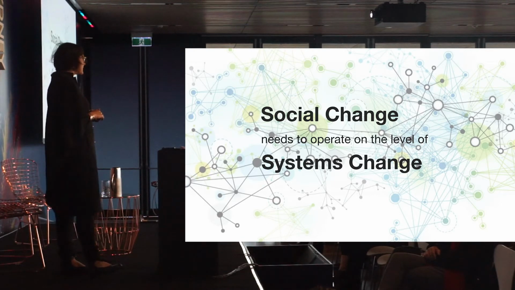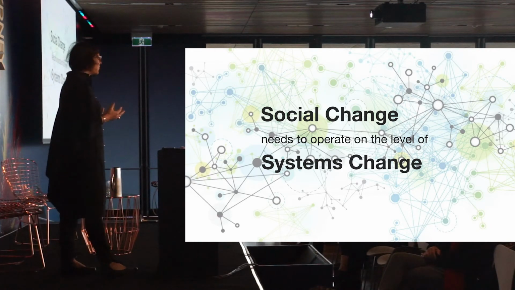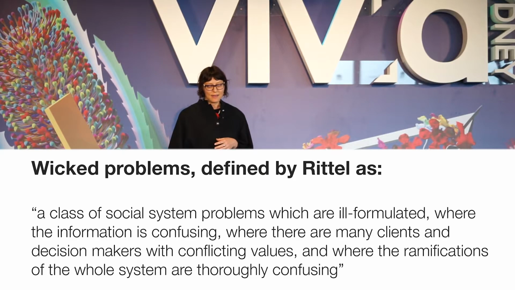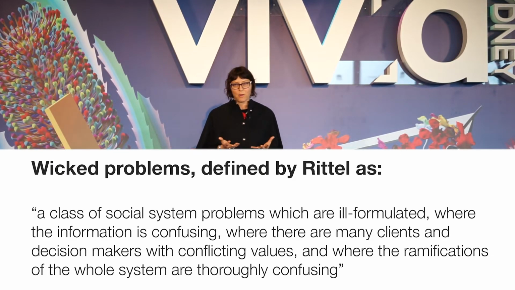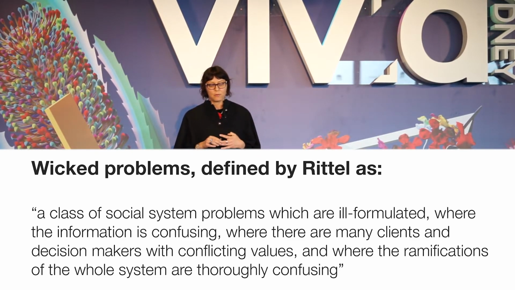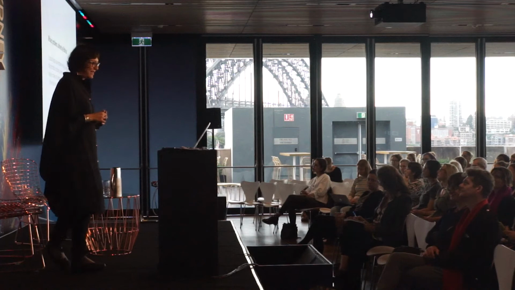Because social problems are both wicked and complex. Has anyone heard of the term wicked problem? It's used a lot when discussing social problems. Here's a definition. Wicked problems, defined by Rittel as a class of social system problems which are ill-formulated, where the information is confusing, where there are many clients and decision makers with conflicting values, and where the ramifications of the whole system are thoroughly confusing. Does that sound like any spaces that you are familiar with?